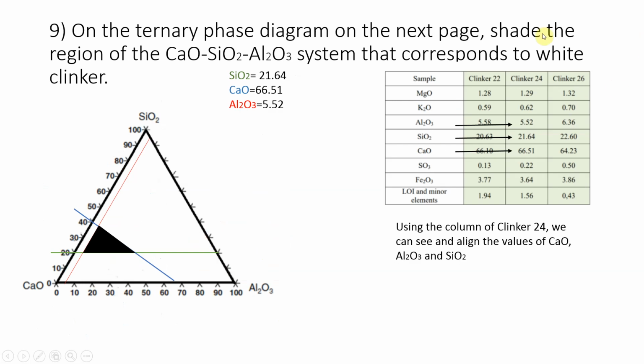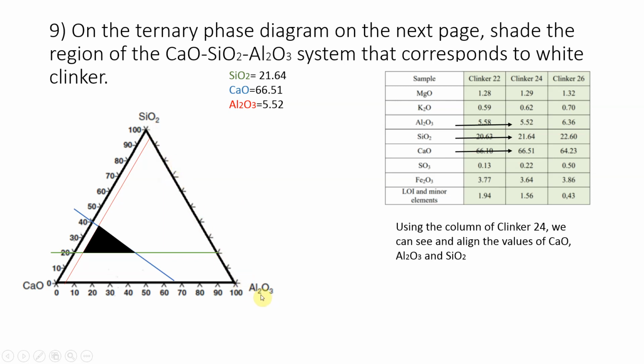Question number 9. On the ternary phase diagram on the next page, shade the region of the SiO2-La2O3 system that corresponds to white clinker. We need to use this table, also given to us in the problem, and we're using clinker 24. Now we just need to use these values in our ternary diagram. The way to read this diagram is SiO2 values start here at the top, at the tip of the triangle, and go downwards all the way to 100. So in here we have 0, then 10, 20, 30, and so on, all the way to 100.